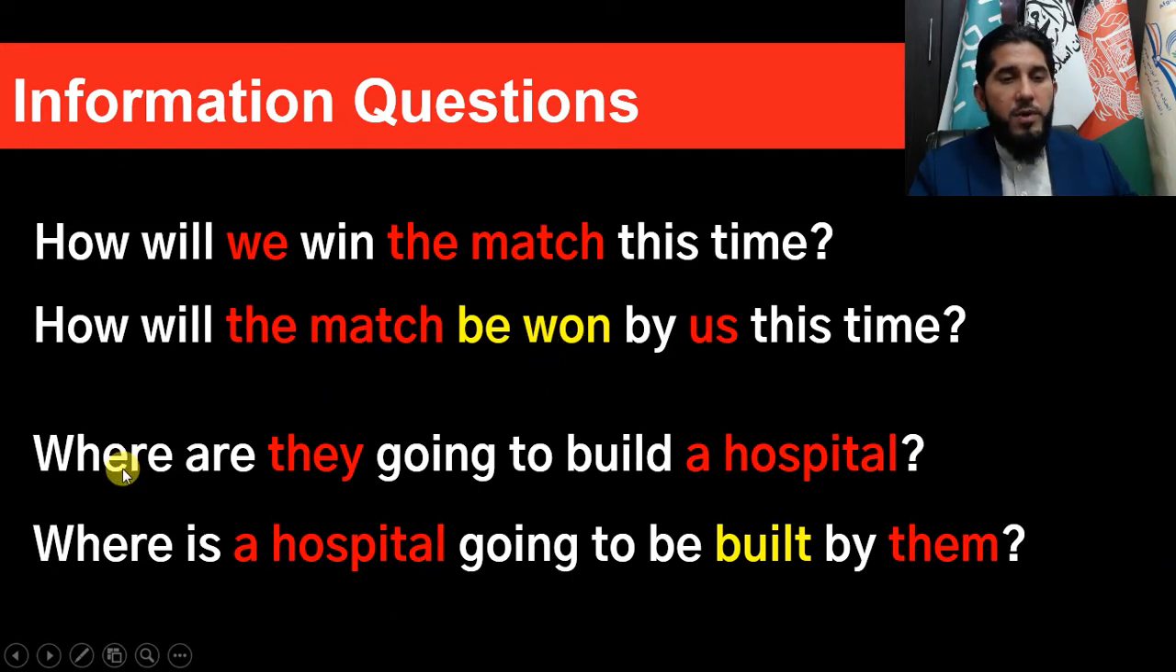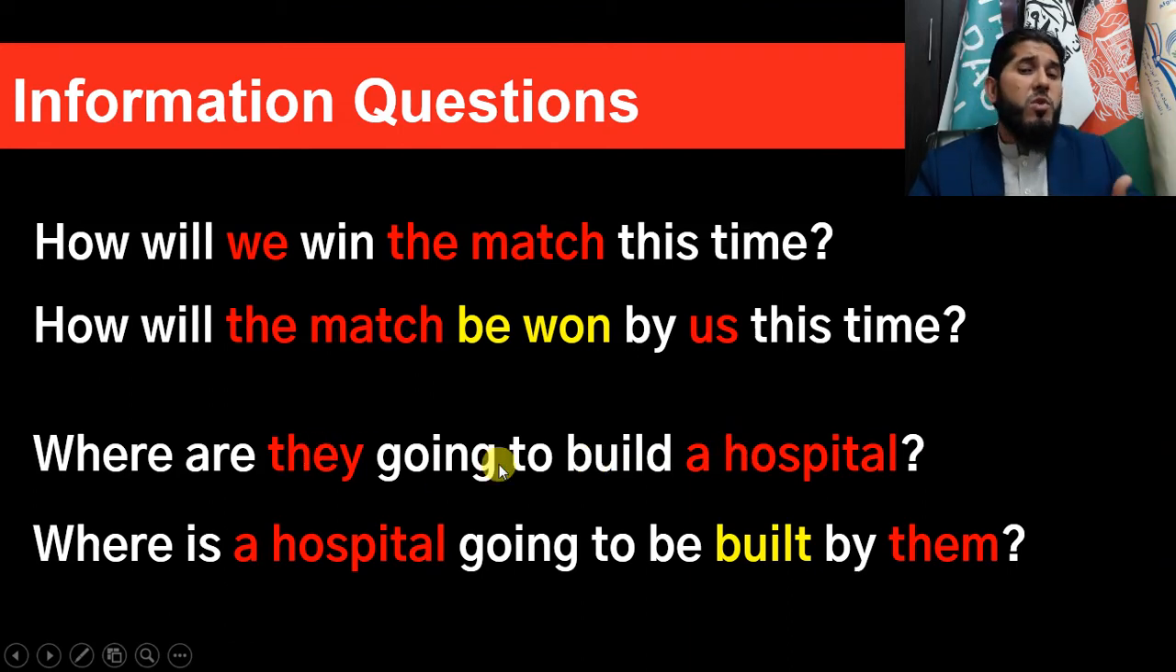The last example, where are they going to build a hospital? Where are they going to build? Or in spoken English, you can say, where are they gonna build a hospital? Look, the subject of this active sentence is they, and the main verb is build, which is in base form. After be going to or after will, these auxiliaries, we bring the main verb in simple future tense in base form. And hospital is the object.